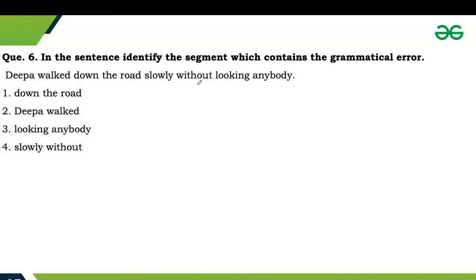So here without is a preposition, anybody is the object of the preposition without. Looking is a present participle, not past participle, it is a present participle adjective. And as we know, looking always takes the preposition at, because when we look at someone, that person or that thing is the target. Whenever we are referring to some target, we always use the preposition at there. So it should be looking at anybody, without looking at anybody.